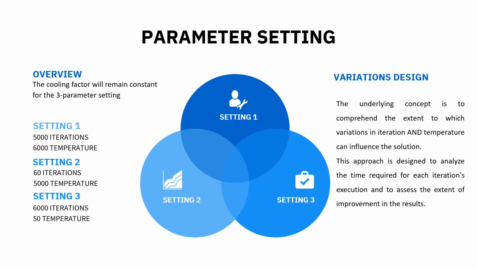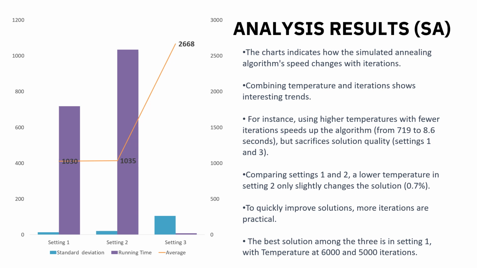So when you look at the design, the underlying concept is similar to hill climbing, where we want to comprehend the extent to which variations in iterations and temperature can influence the solutions. This approach is designed to analyze the time required for each iteration execution and to assess the extent of improvement in the results. Looking at the results, it's quite interesting because we are using two different parameters for simulated annealing. The charts indicate how the simulated annealing algorithm speed changes with iteration. Similarly, iteration is a factor in simulated annealing.